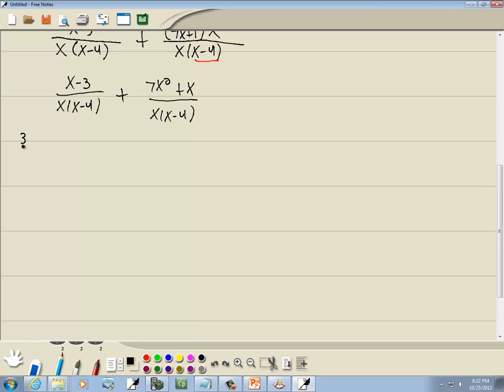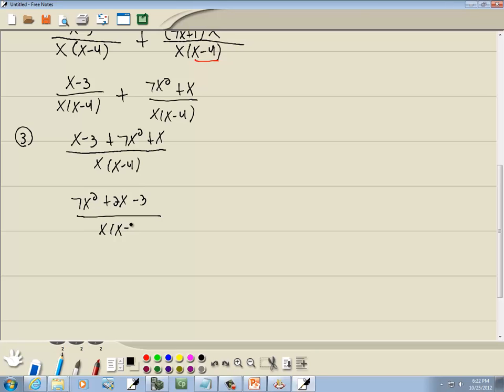Add or subtract your top parts and put it into a single fraction. So I got x minus 3 plus 7x squared plus x over x times x minus 4. Now I'm going to put it in standard form and combine together like terms. So I got 7x squared. X plus x is 2x minus 3 over this. And does this factor? 1 times 21, 3 times 7. That doesn't factor actually. So this would be our answer.